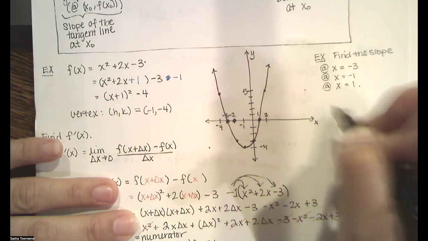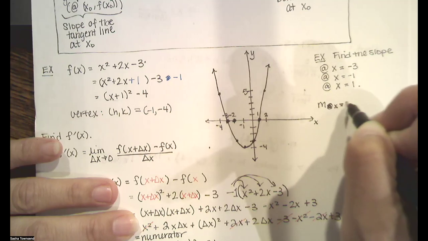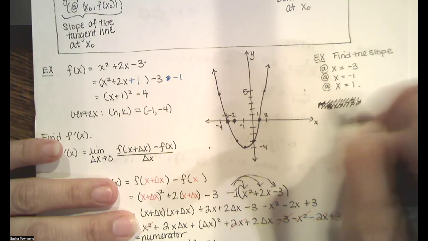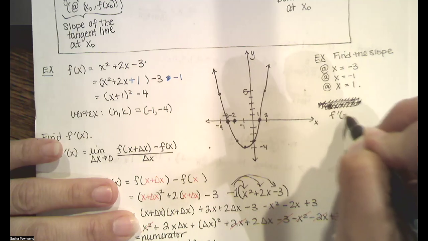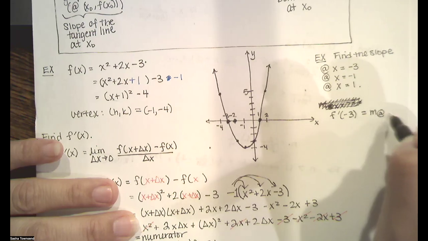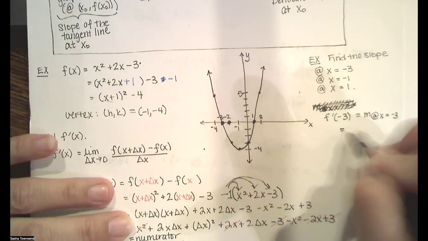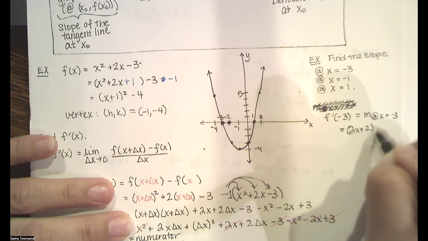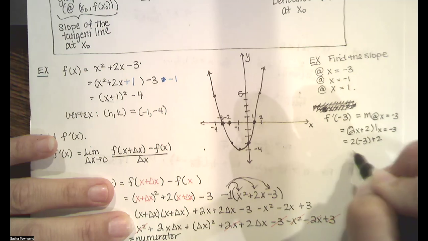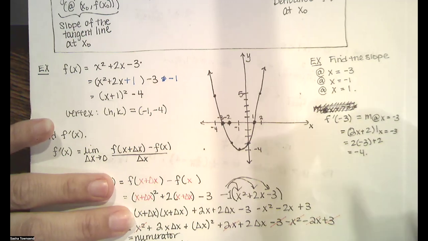So the slope at x equals -3 is just, oops, sorry, that's not a good way to write it. Let's just say f prime of -3. That's the slope at x equals -3. I keep saying 3, -3. It is 2x plus 2 evaluated at x equals -3. So 2 times -3 plus 2 is -6 plus 2, which is -4. So we know that the slope there is -4.